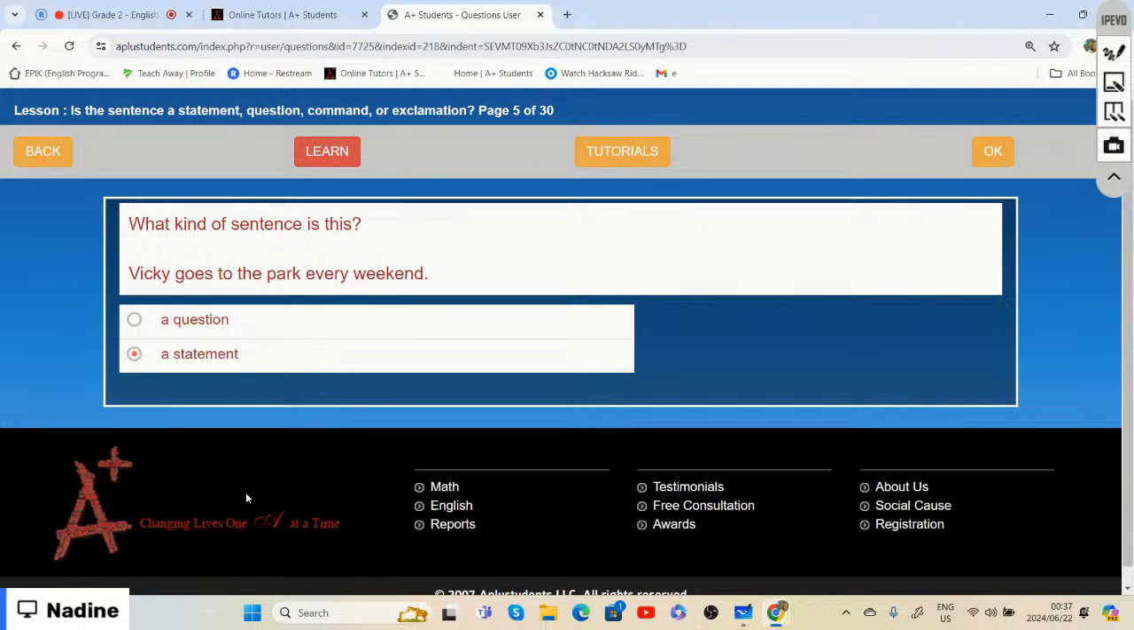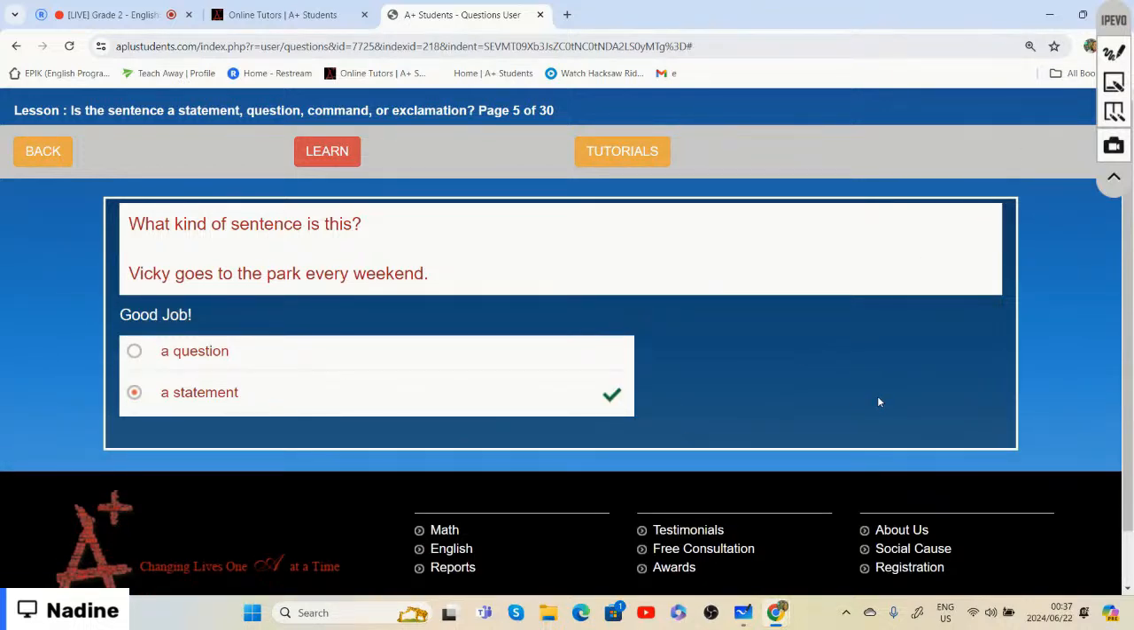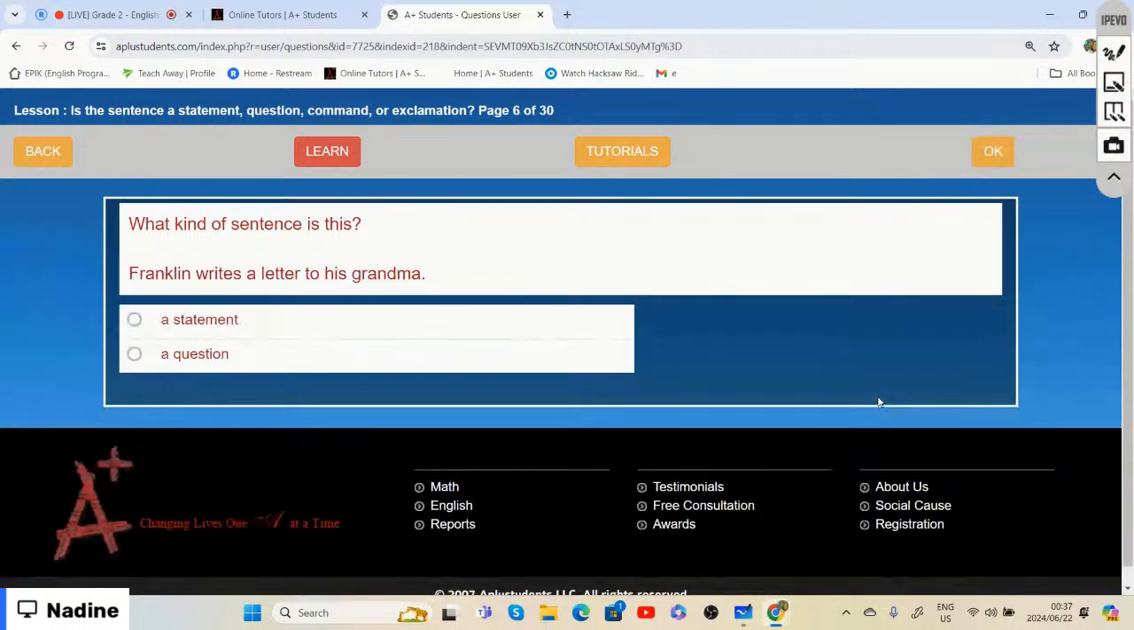All right, and then we can say this is a statement, right? Because it's not a question that is being asked. It is a statement that is being made. So option two is correct. Well done. It says Franklin writes a letter to his grandma. Is that a statement or question or exclamation or command?